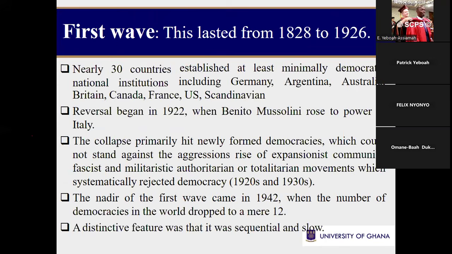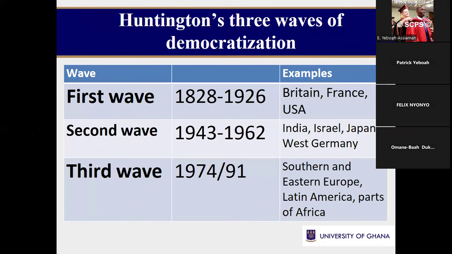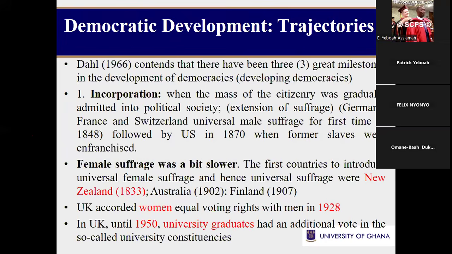You have the first wave where many countries adopted it, especially many of these Scandinavian countries. And they even advanced to develop their democracy by incorporating, as we mentioned, New Zealand as the first to introduce universal adult suffrage. The UK accorded women equal voting rights with men in 1928. That was somewhat recent.